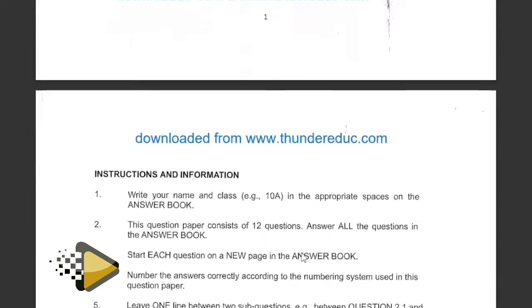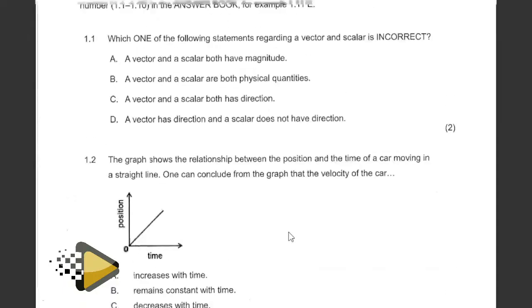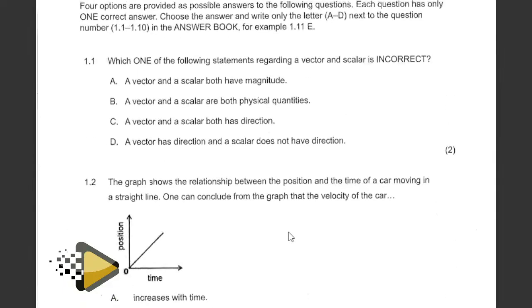Max for 2 hours. So let's start with question 1. Question 1 is telling us which of the following statements regarding vector and scalar is incorrect. Before we get to the answer, we need to know what a scalar is and what a vector is. A vector is a physical quantity that has both magnitude and direction, whereas a scalar is just a physical quantity with only magnitude.